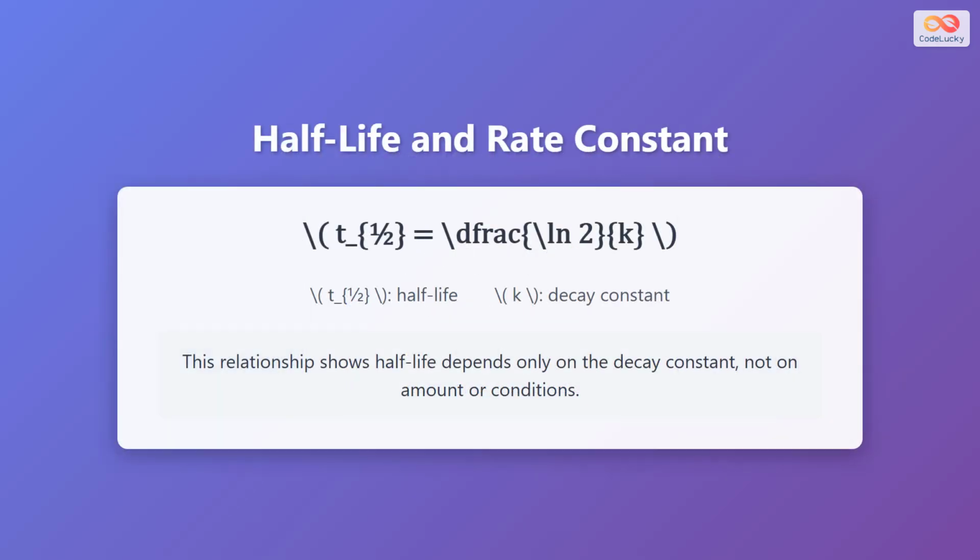Half-life is mathematically related to the decay constant through a fundamental equation. T sub 1/2 equals natural logarithm of 2 divided by k, where k is the decay constant. The natural logarithm of 2 is approximately 0.693. This relationship reveals why half-life depends only on the decay constant, which is an intrinsic property of each radioisotope. It does not depend on the amount of material present or external conditions like temperature and pressure. This equation connects the observable half-life to the underlying rate at which individual nuclei decay.